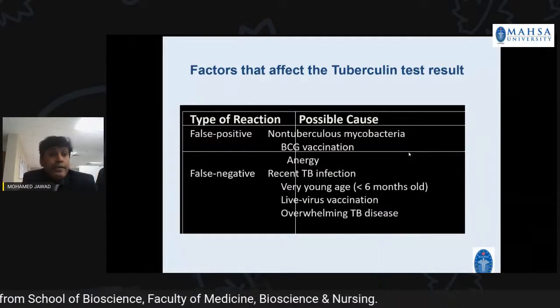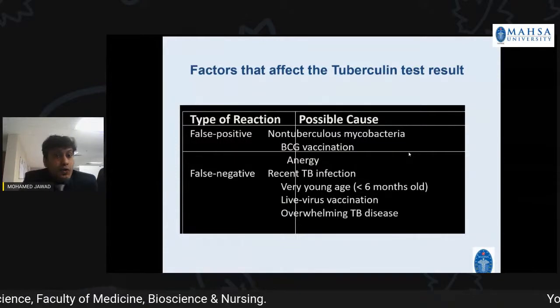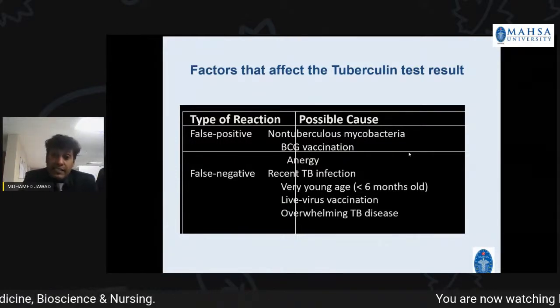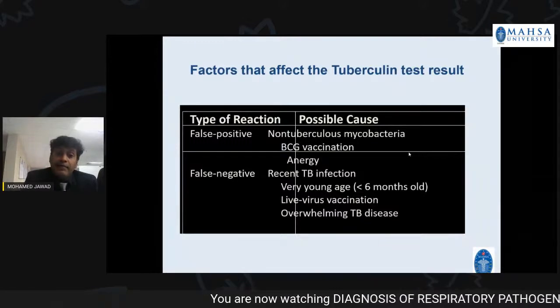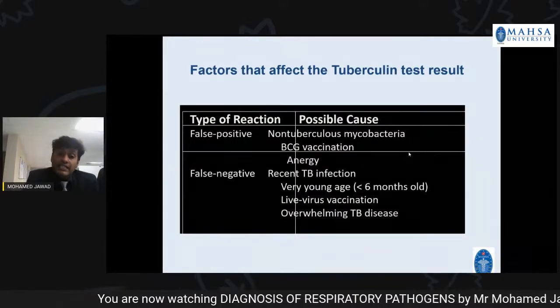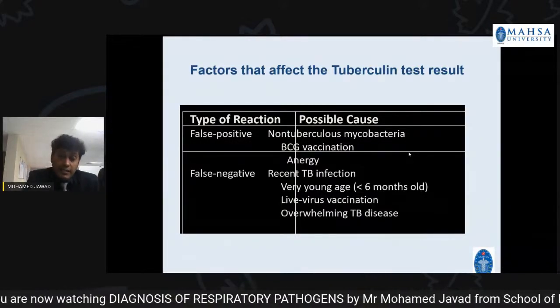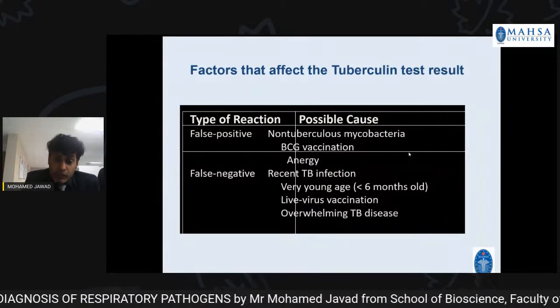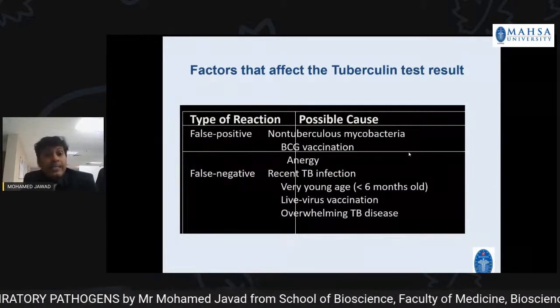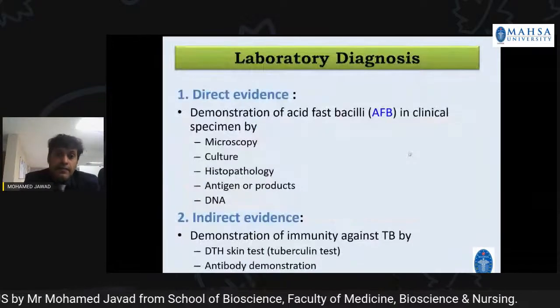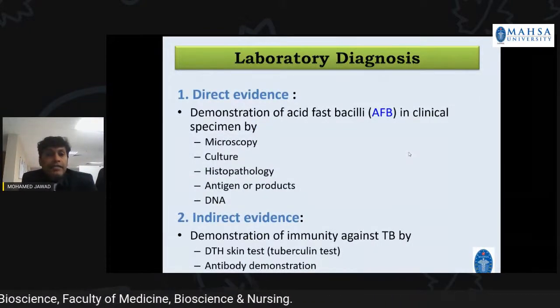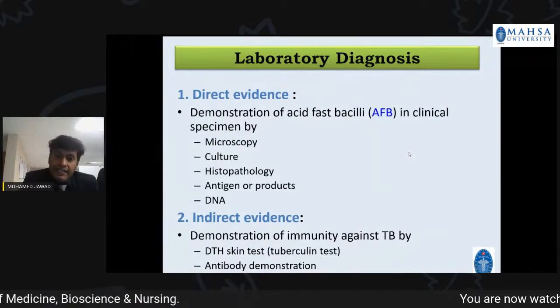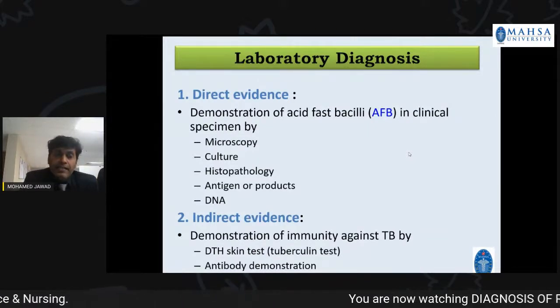And anergy: in some persons anergy means there is no immune response, especially in recent TB infection, very young age and recently vaccinated people. There are no reactions, which we call anergy, meaning there is no immune response. Then the laboratory diagnosis for TB: mainly the direct evidence is the acid fast bacilli.